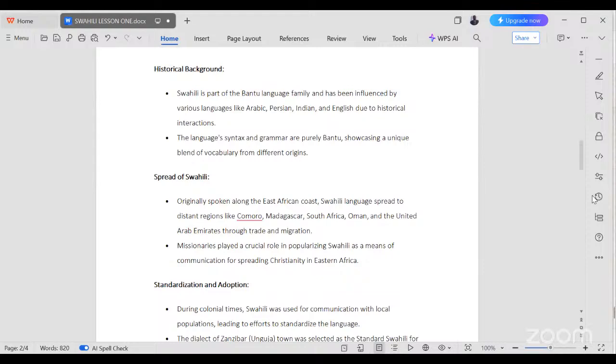Now, missionaries actually played a crucial role in popularizing Swahili as a means of communication to spread their Christianity in East Africa. Remember, these are people who have a mission, and their sole mission is to preach their gospel or their religion. And they have come here and they are finding a group of people who do not speak their English language. Then the need comes in: how do you communicate with these people? How do you tell them what you want? And how do they also tell us what they feel? And that also led to the actual spread of Swahili.